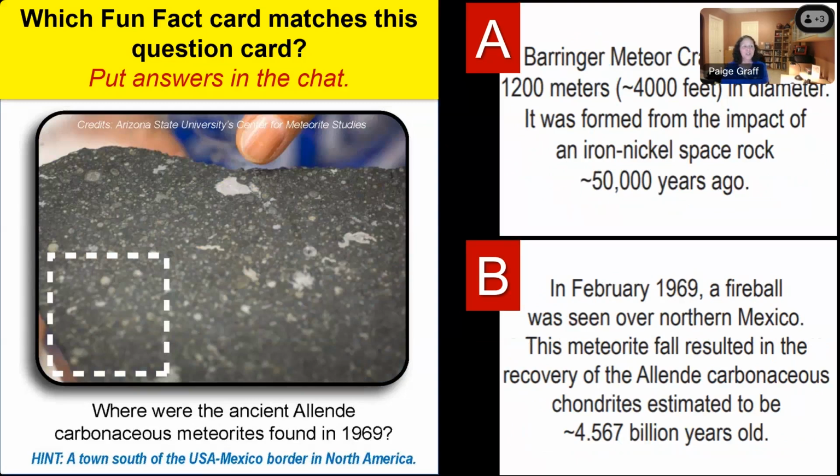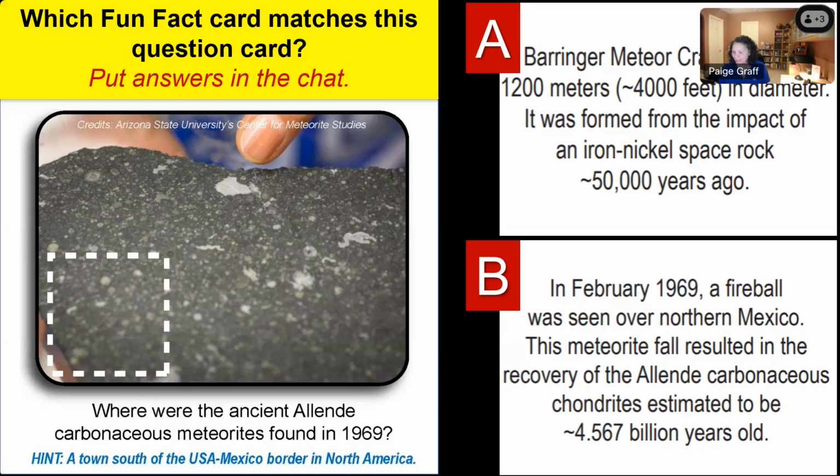Where were the ancient Allende carbonaceous meteorites found in 1969? Again, a town south of the USA-Mexico border in North America. Is the answer here A or B? And we'll see what comes in, and hopefully I'll be able to distinguish between the last question and this one. So where were they found? Which fun fact goes with it? And I'm seeing mostly the same answer here.